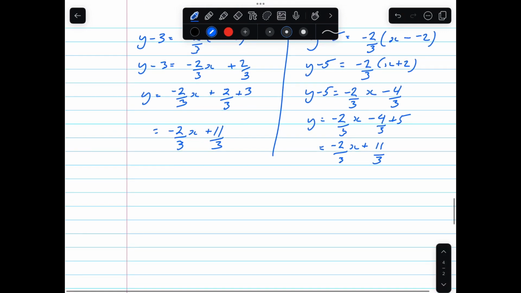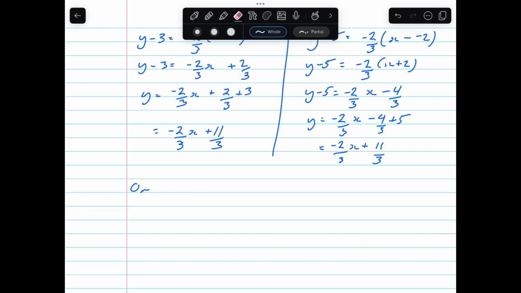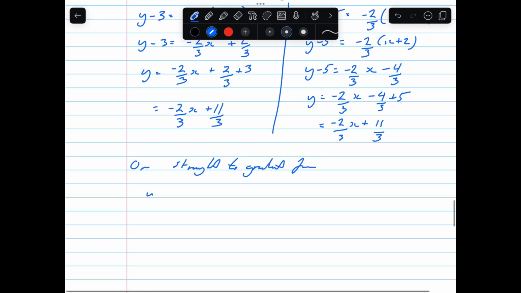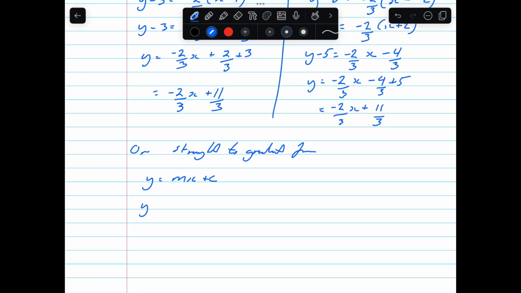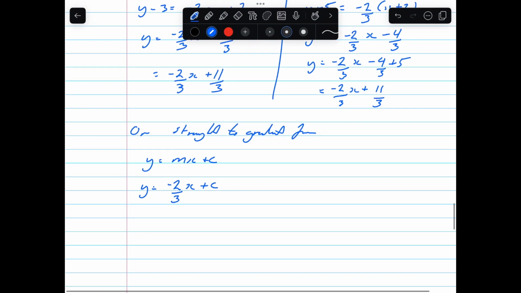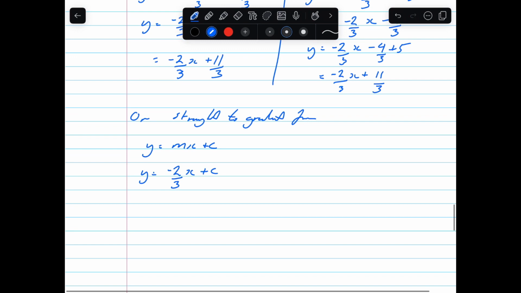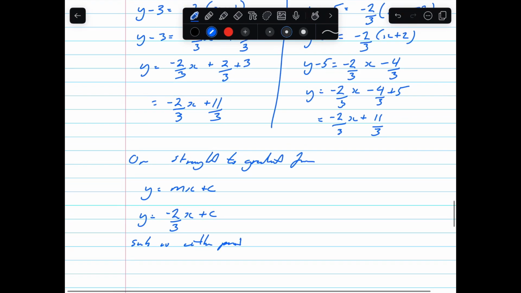Now we don't have to use the point-gradient formula. We can go straight to gradient-intercept form and write y equals negative 2/3 x plus c. And then we use either of our points to sub in for x and y and find c. So without knowing what c is, y equals negative 2/3 x plus c. And now I'm going to use point A here. We could sub in either point.